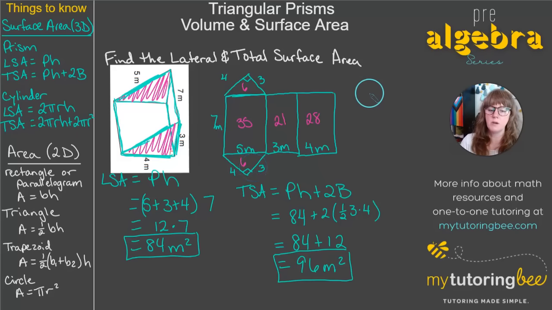And then when we add all of that up, so 35 plus 28 plus 21 plus 6, what do we get? So let's see, 5 plus 8 is 13, plus 1 more is 14, plus 6 is 20, plus another 6 is 26. And then all of our 2's added together, 2, 4, 6, plus the 3 would give us 9. So we still get 96 meters squared for our total surface area.